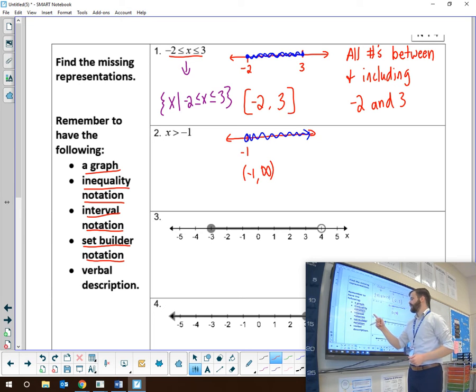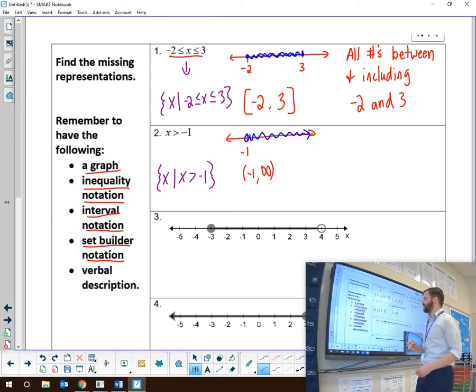Next, let's write my set builder notation. So set builder notation, once again, it's my fancy one, so I'm going to go squiggle brackets, x such that, and then we just rewrite the inequality, whatever the inequality was. x is greater than -1. Okay? All right, number 3.